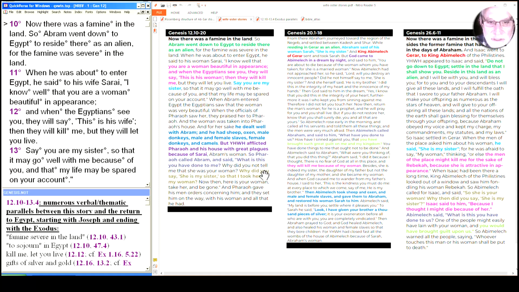In the light brown one here, it's Pharaoh who's saying, "Why did you say she's my sister, so that I took her as my woman?" And so here it's King Abimelech saying, "So she is your woman, why did you say she is my sister?" But we don't have that one in the middle one. So a number of ways are parallel, and the question is, what's going on here?